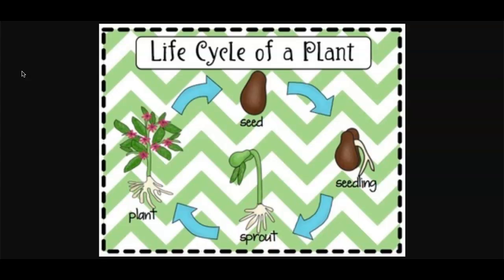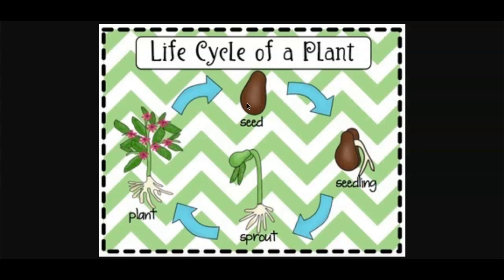Hello everyone, and in this video we're going to talk about the life cycle of a plant. So this picture shows a good diagram of the life cycle of the plant. So first we start with our seed. We put our seed in the ground, in the soil, and we give it the nutrients it needs to grow.